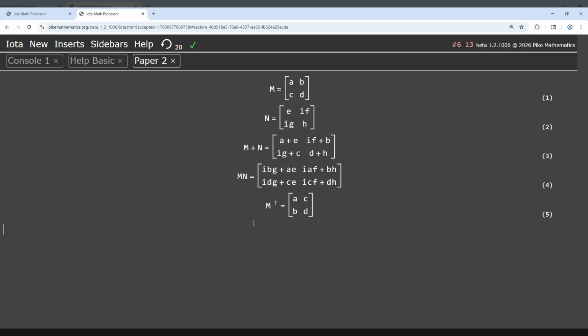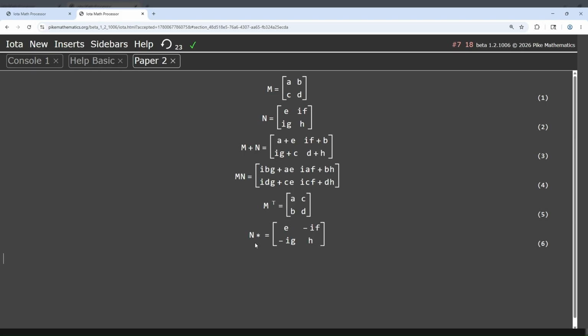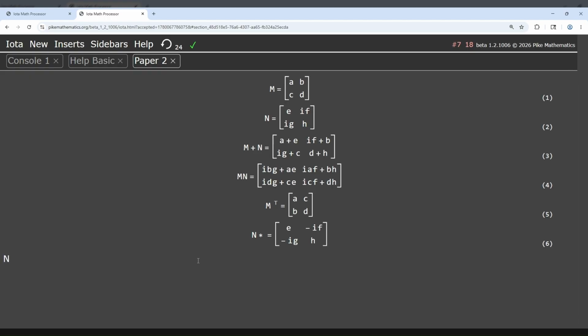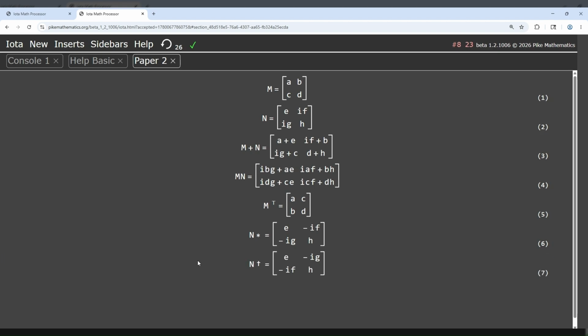The next function we have is called the conjugate. So N, backslash CON. What the conjugate does is it doesn't move anything around, all it does is change the sign on the imaginary numbers. The next function is called the hermitian conjugate. If I want to take the hermitian conjugate of N, I go backslash DAG. Basically, the hermitian conjugate is you take the conjugate of your matrix and then you transpose it. And you can see that here. The first row here is E, negative IF, and the first column here is E, negative IF.